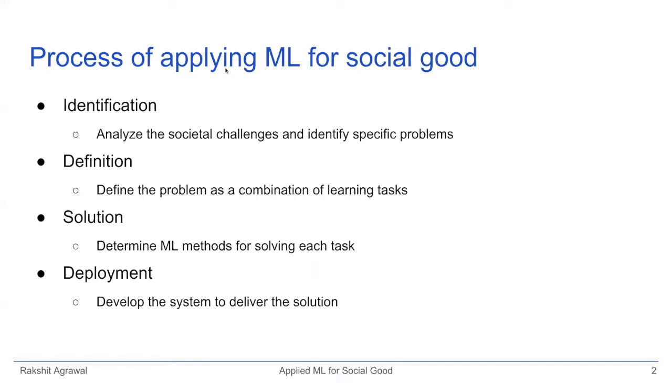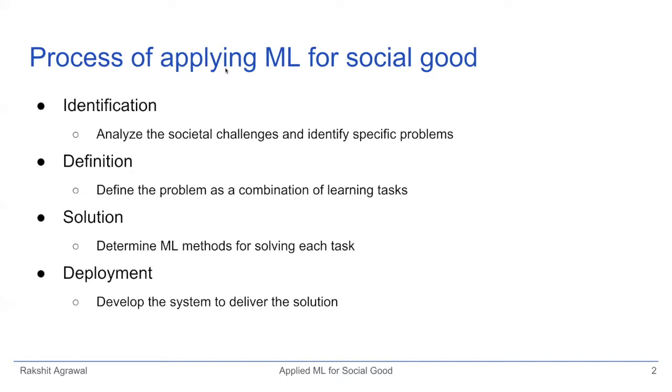But primary review of the process that we discussed towards the end of last class is when we are thinking about applying ML to social good, right? What is an easier way to actually break down that process and make it more practical? We discussed that it was identification, definition, solution, and deployment.